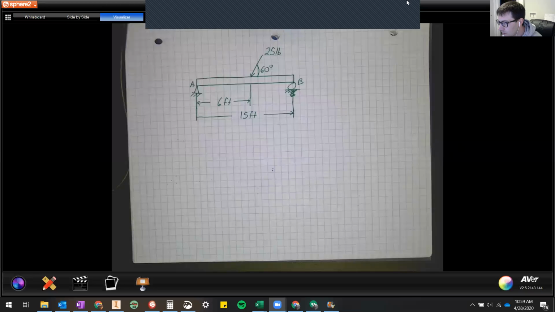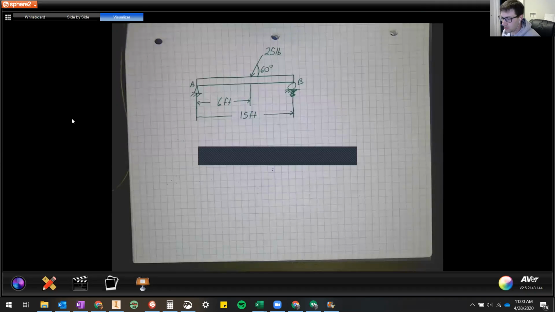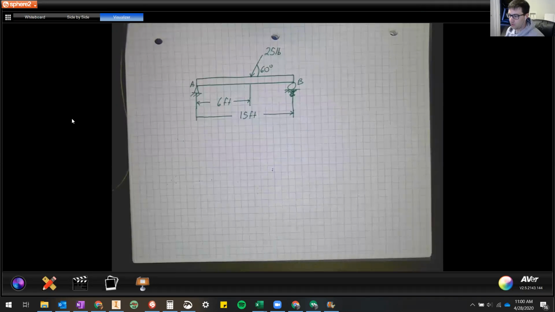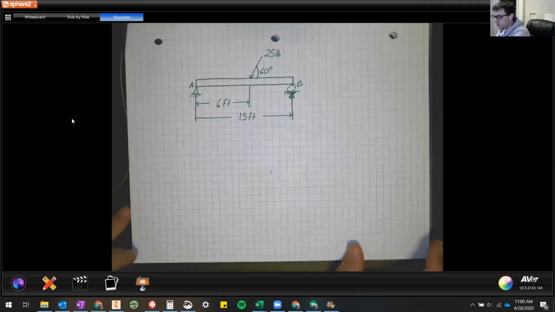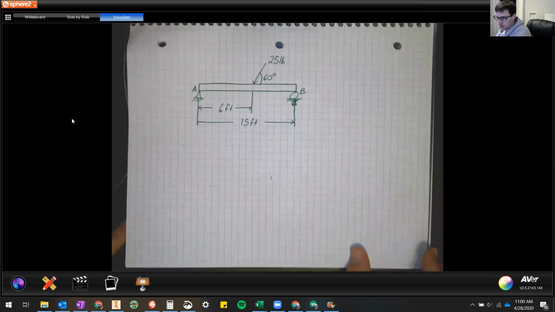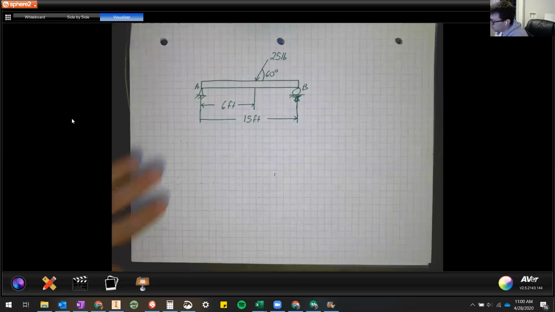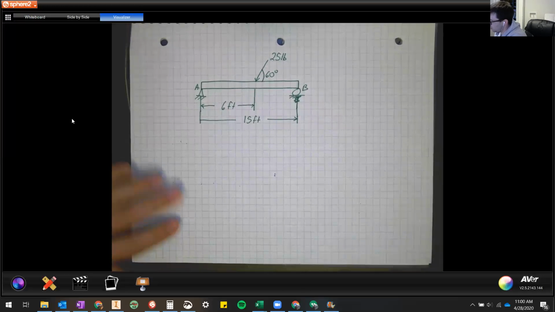So the beam is sitting there on points A and B, where point A is a pin joint and point B is a roller joint, and I have a 25-pound force coming down at a 60-degree angle, and that force is acting at 6 feet from point A, and the entire beam is 15 feet wide. So we're going to talk about reaction forces and how we break down the angled force into its x and y components. So it's going to be a combination of using components of forces and reaction forces.